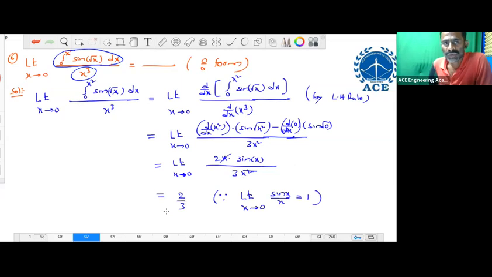So this problem involves both a limit and an integral. That too, the limit is an indeterminate form, 0 by 0 form. Next, problem number 7.